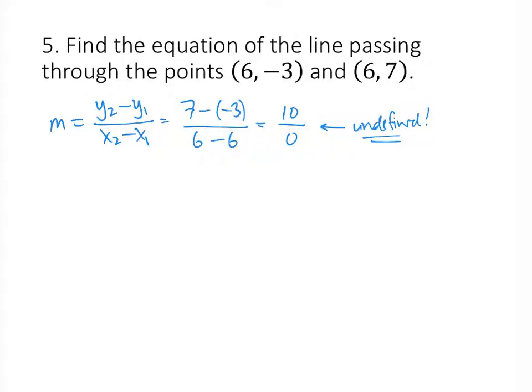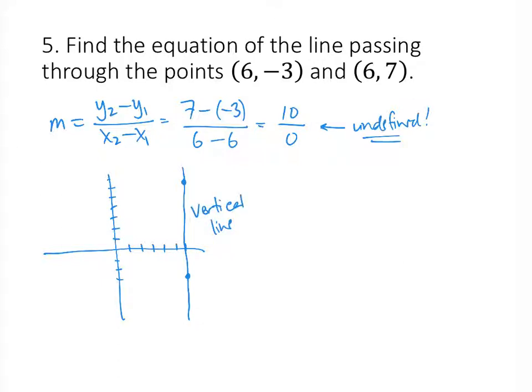So now what do we do? We don't have a value of m. This line that we're looking for does not have a slope. Well, if we were to graph this line, what we would realize is that if we plot the points 6, -3, which is going to be somewhere around there, and 6, 7, which is up here somewhere, the line that connects those 2 points is actually a vertical line.